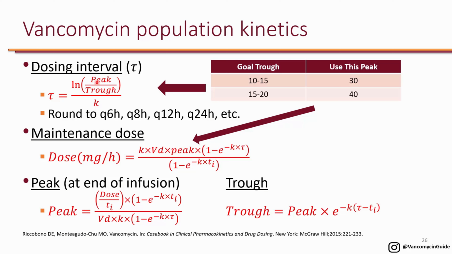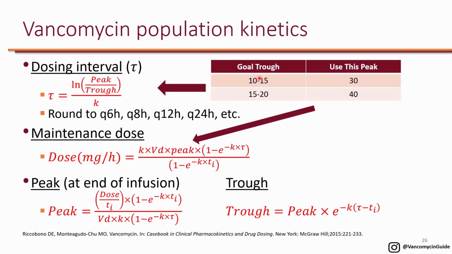So for tau, you want to use your target peak and trough. Based on the infection, IDSA has recommendations of what your goal trough should be. So you either have a target trough of 10 to 15 for non-severe infections, or you have a target of 15 to 20 for severe infections. So you pick something in the middle. So if your target is 10 to 15, you can choose either 12 or 13 and put it in the trough. If your goal is 15 to 20, you can choose something like 16 or 17 here.